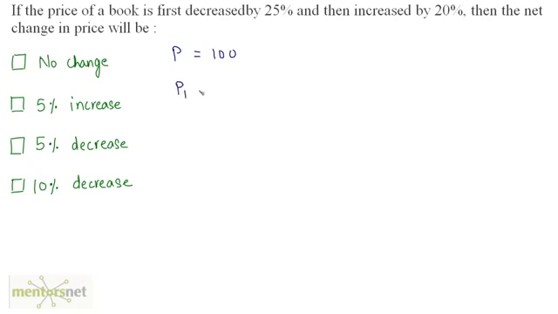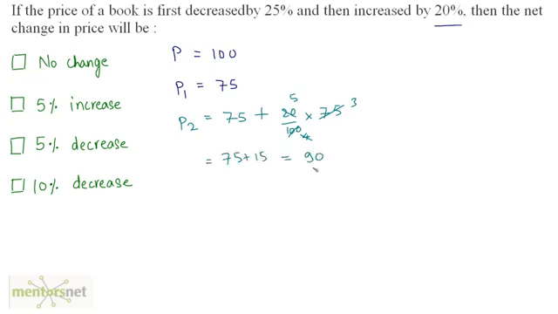So the new price after decreasing by 25% is equal to 100 minus 25% of 100. So it's basically 100 minus 25, that is 75 rupees. So 75 rupees are then increased by 20%. So the next price, increased price, P2 is equal to 75 plus 20% of 75. So 20 upon 100 times 75. 25 times 3 is 75, 25 times 4 is 100, and 4 times 5 is 20, and 5 times 3 is 15. So this is basically 75 plus 15, and that is equal to 90.